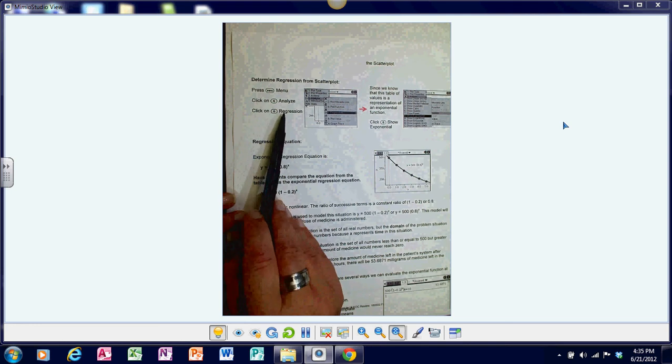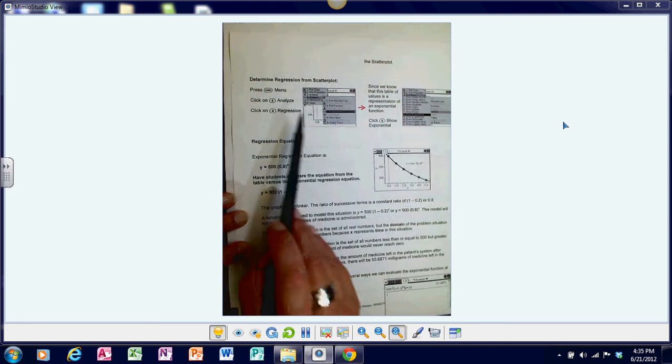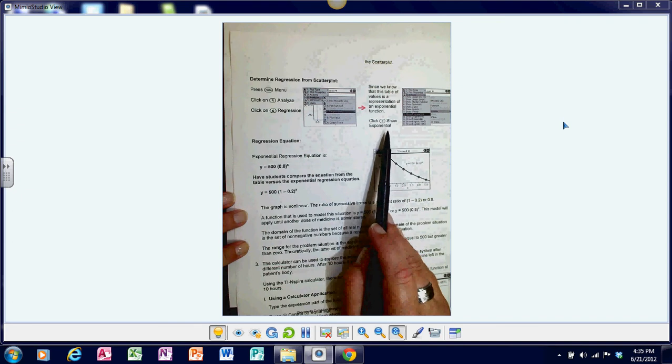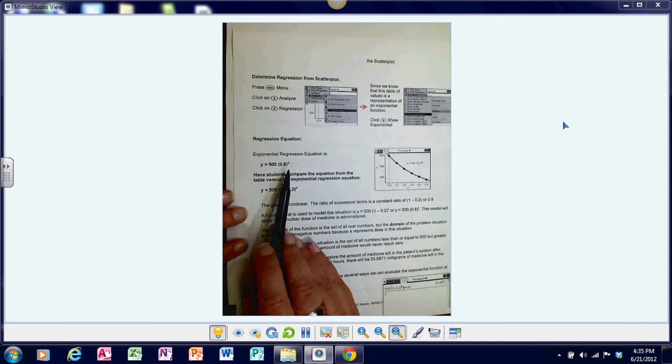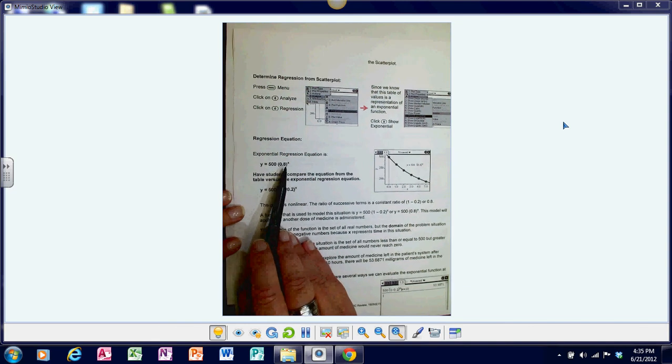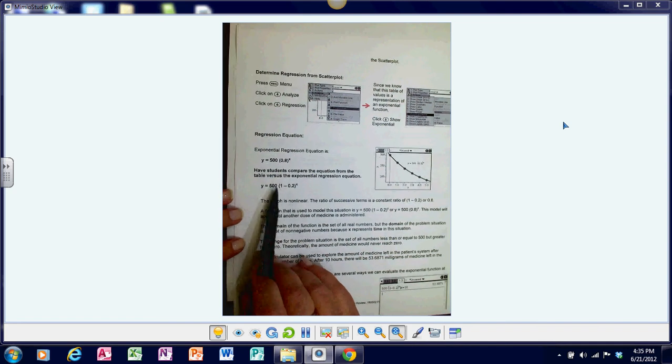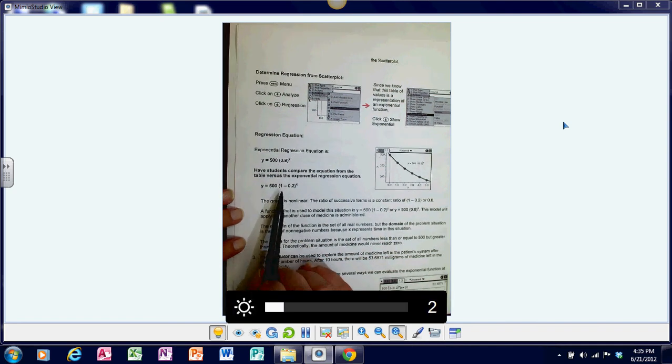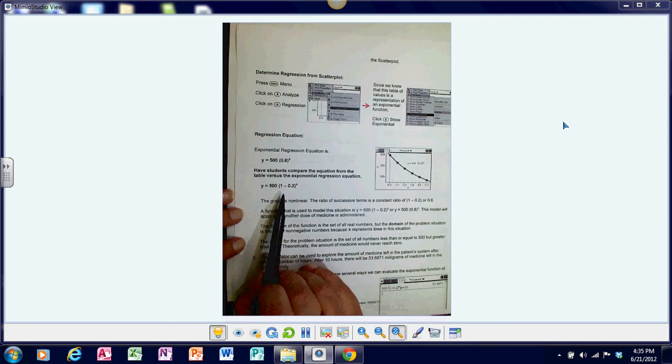To determine the regression from a scatter plot so that we can come up with the exact function or the equation, we're going to go to Menu, Analyze, Regression. Make sure that you choose exponential, and then the equation will show up and you should get 500 times 0.08 raised to the x power. How does that compare with the equation from the table, which was 500 times 1 minus 0.02 to the x?